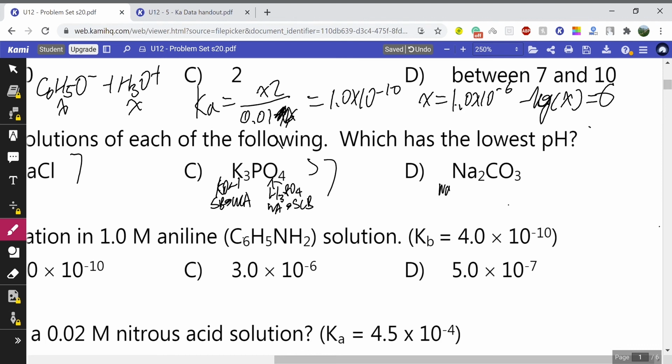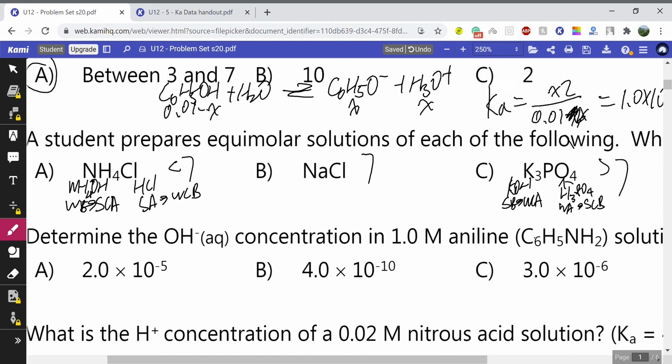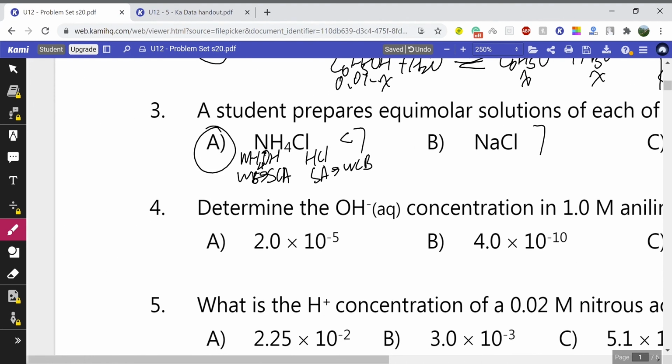Na2CO3 is the same thing: NaOH is a strong base that has a weak conjugate acid. H2CO3 is a weak acid that turns into a strong conjugate base, and the bases have a pH greater than 7. Now if we take a look at this, NH4OH is a weak base which turns into a strong conjugate acid. HCl is a strong acid which has a weak conjugate base. Since this is a strong acid, the pH will be less than 7. This is the only one with a pH less than 7, so we know it's the smallest pH.